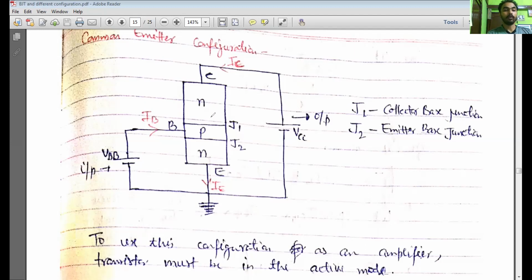Now the output should be reverse biased. The N type is connected to the higher voltage and the P type to the lower voltage, and that's what makes it a reverse bias. So one is the base and emitter, and the other is the emitter and collector.